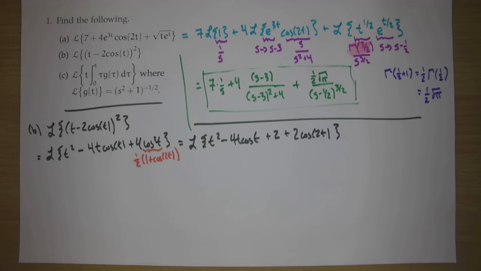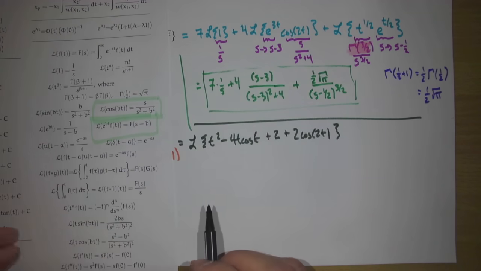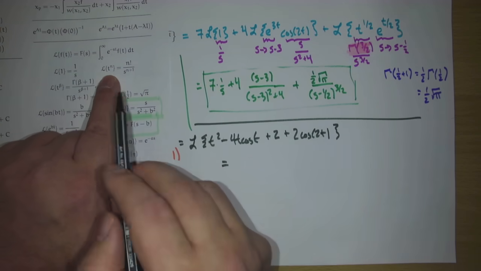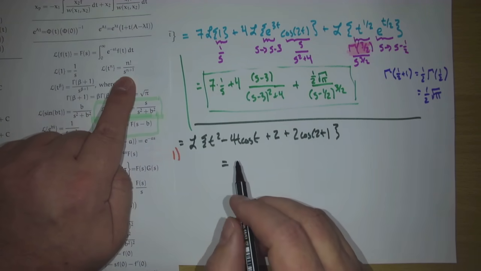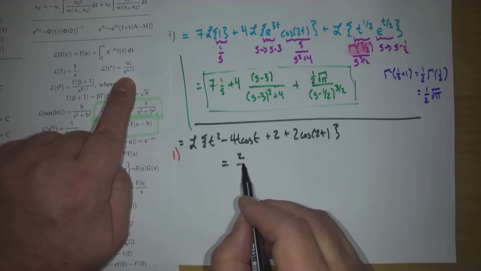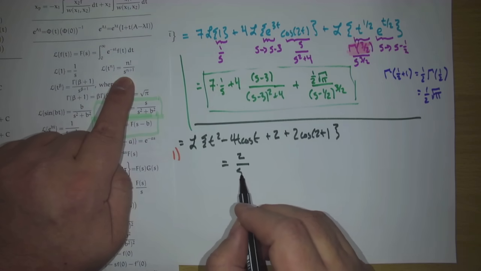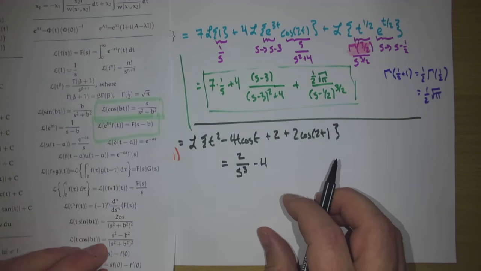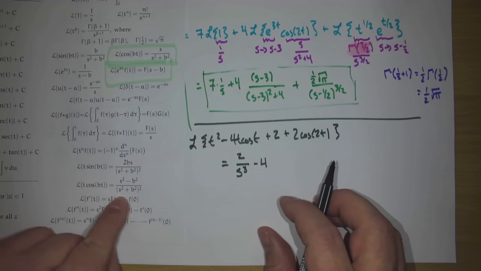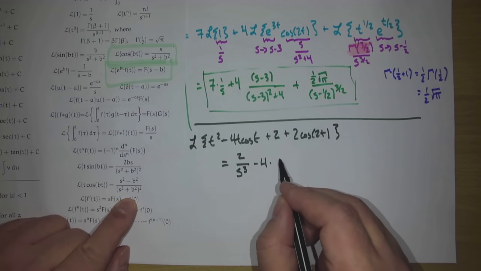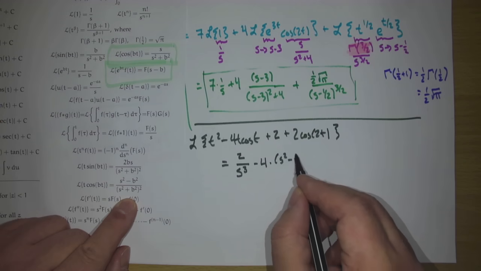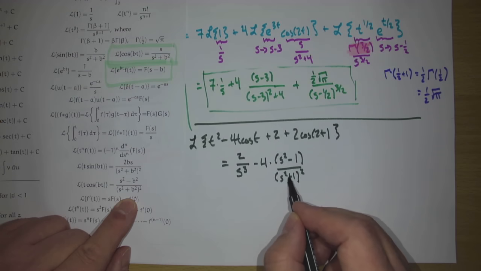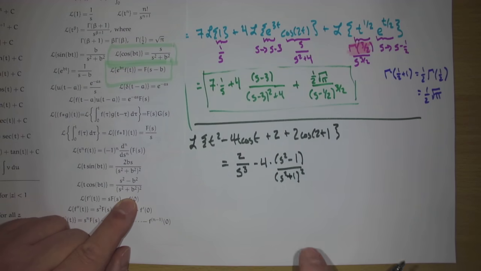All right. Now, can we do each piece? Well, yes, and we don't even have to do anything very tricky. All the pieces we can handle term by term. So take your time. For t squared, n equals 2, so we should have 2 factorial, which is 2, divided by s to the 2 plus 1, s cubed. Minus 4, t cosine t. So t cosine bt, where b equals 1, is s squared minus 1 squared on the top over s squared plus 1 squared down below. All right, good.